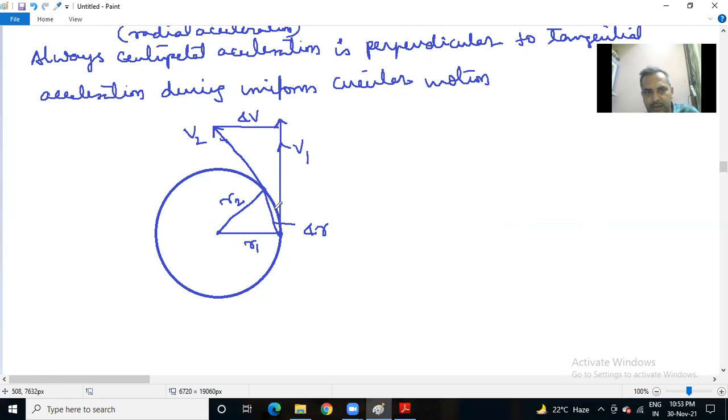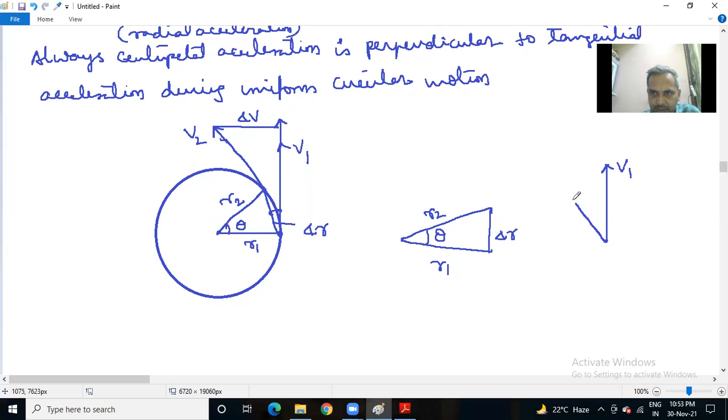Now, let us try to construct the triangle by drawing the sides parallel. So let us say this is R2, this one is R1. This is R1, this is R2, this is delta R, this is theta. Similarly, this is going to be V1, and in this direction you can expect V2. So therefore this will be delta V.